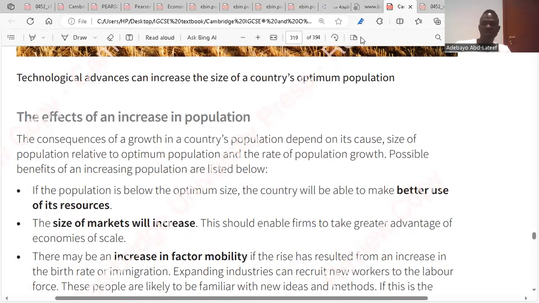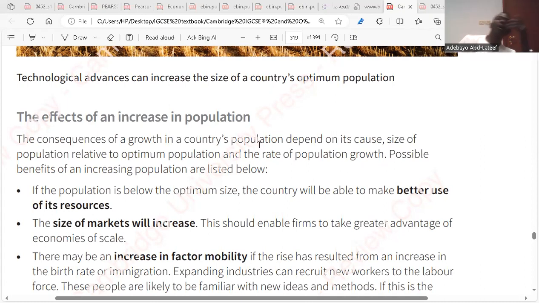Are you there? Yes. Continue. We'll go to the effect of an increase in population. They said the consequences of a growth in a country's population depend on its size relative to optimal population, and the rate of population growth. Possible benefits of an increasing population are listed below.